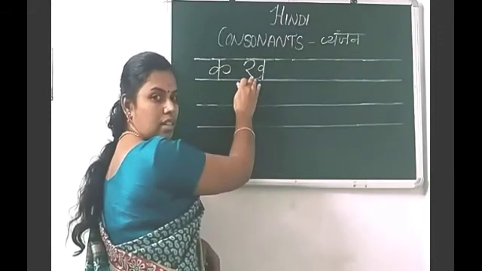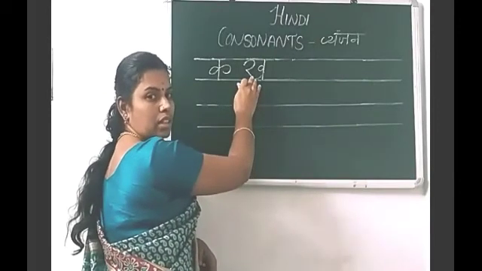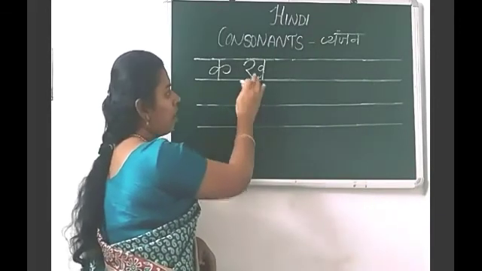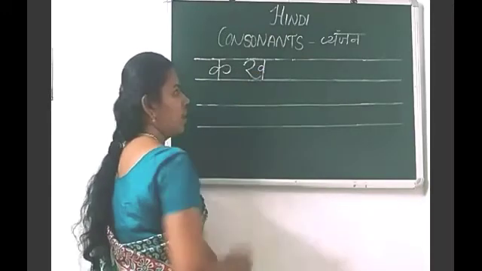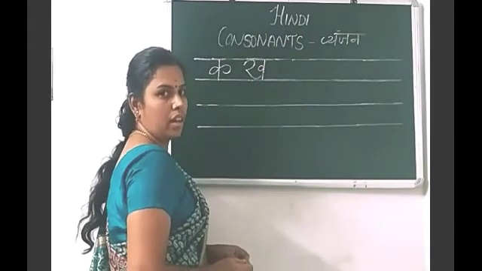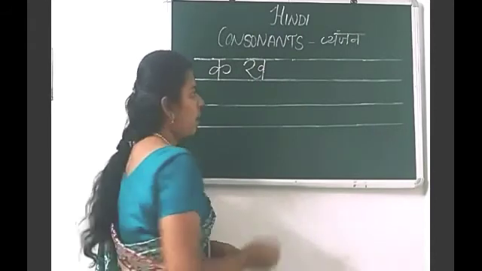What is this letter, children? Ka. Next letter Ga. How do you write Ga?